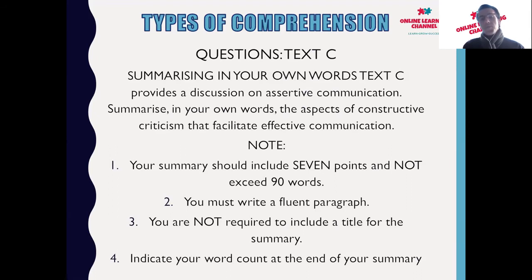So important notes worth mentioning: your summary should include 7 points and not exceed 90 words. That may sound quite difficult at first, but you'll be surprised at how effectively you can bring about a summary if you really focus on what's important versus what is considered less important. You must write a fluent paragraph. You are not required to include a title for the summary. You are to indicate your word count at the end of the summary. So this may, of course, be asked of you.